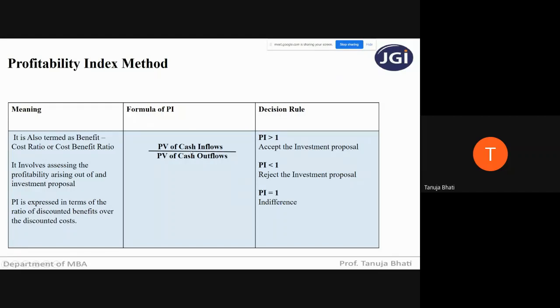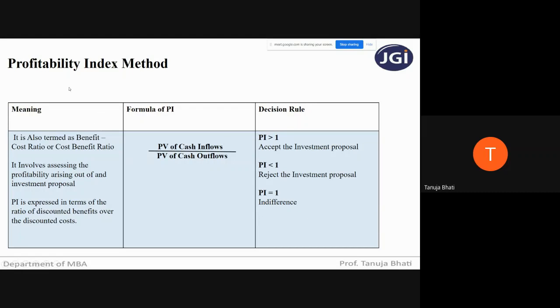Now suppose the answer of this is greater than 1, you're going to accept the proposal. Suppose the ratio is less than 1, you're going to reject the proposal. And suppose it is equal to 1, then you're going to be indifferent. That is, the answer is going to be indifference. Since both inflow and outflow are in a 1:1 ratio, you will decide whether you want to accept or reject. It is totally up to you, since both are same. So the answer will be indifferent.